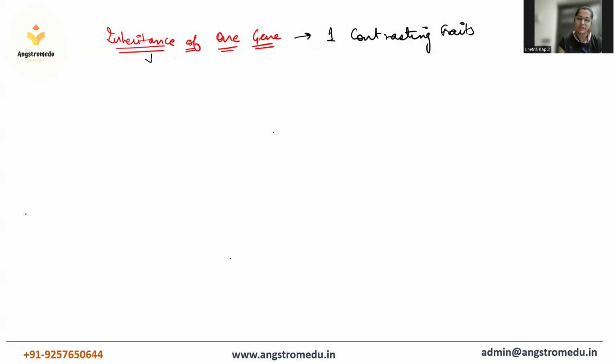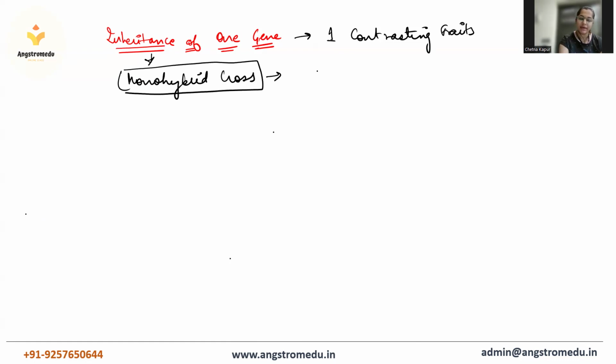What is inheritance of one gene? It is called a monohybrid cross. Very important. What is a monohybrid cross? A monohybrid cross is one in which one contrasting trait is being studied. So for this in your syllabus, we have selected the tall and the dwarf plant. Okay, so tall and dwarf are the two contrasting traits.